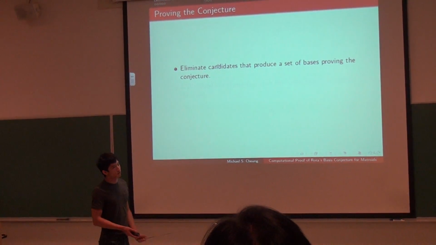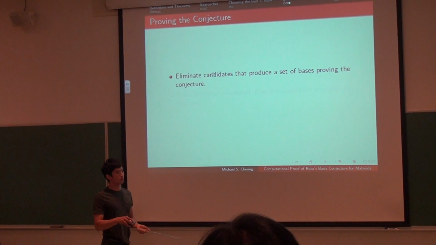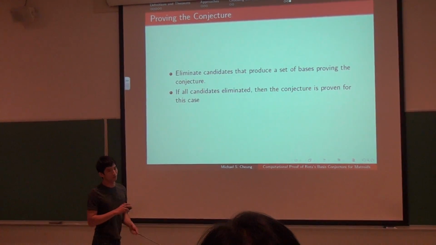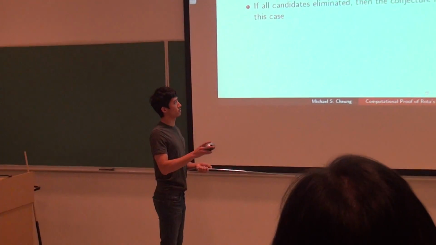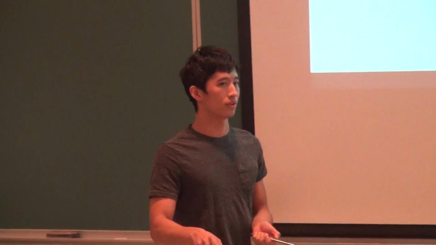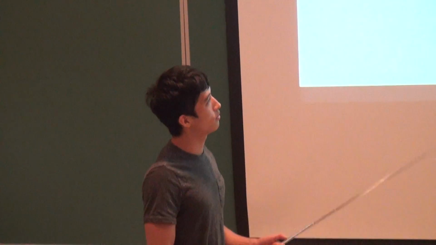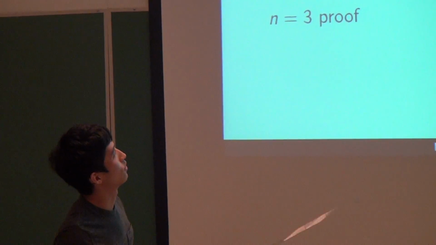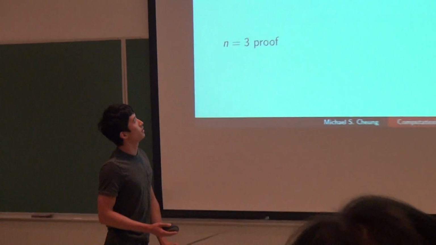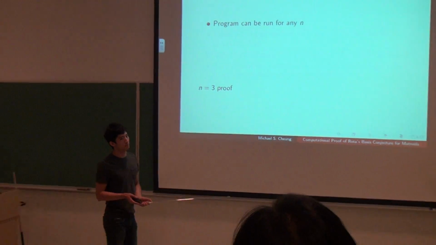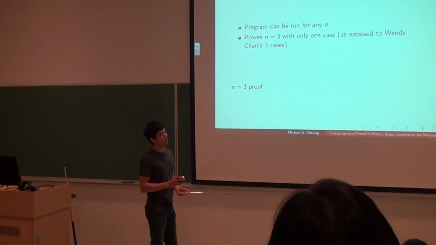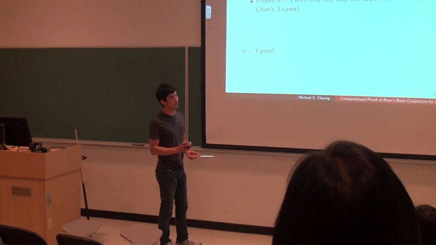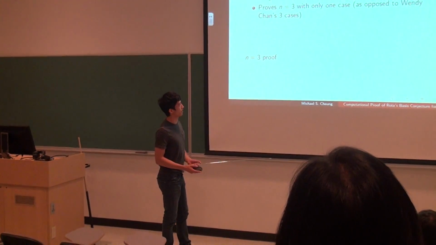Okay, and if you prove the conjecture, then you can just eliminate those cases right off the bat. And if you eliminate all the cases for any 3-tuple, so if you find a 3-tuple where you eliminate all the cases, then that just means that you've proven the conjecture for that case. Okay, so the progress that's been made so far is the program can be run for any n, and it proves n equals 3 with only one case, as opposed to 3 cases, and it does it in a very elementary way.